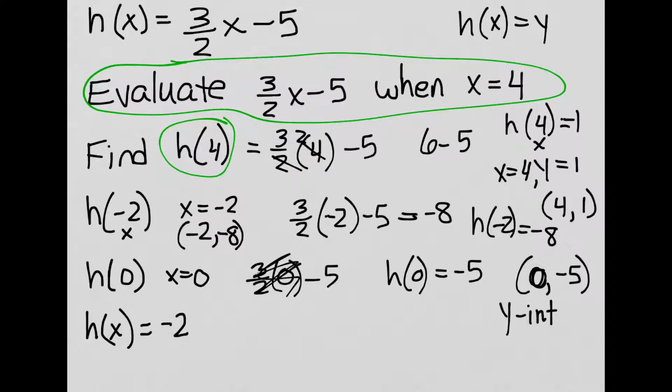Now, part D is going the opposite direction. It's saying, what is the value of x when the function equals negative 2?